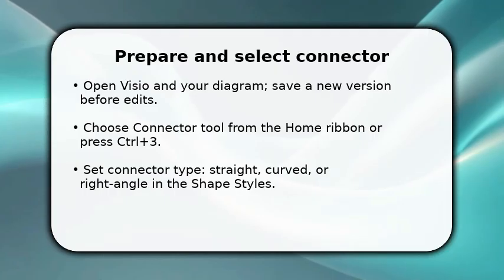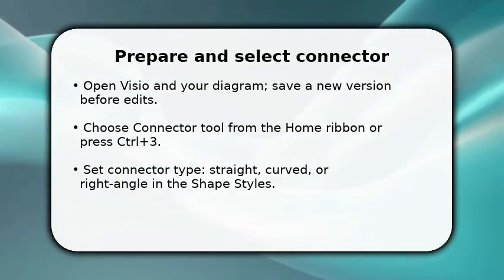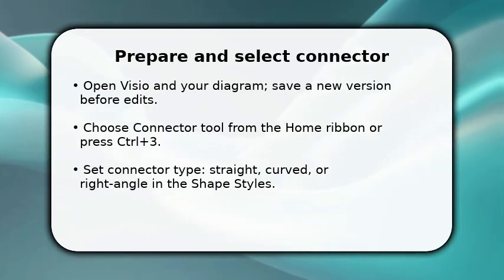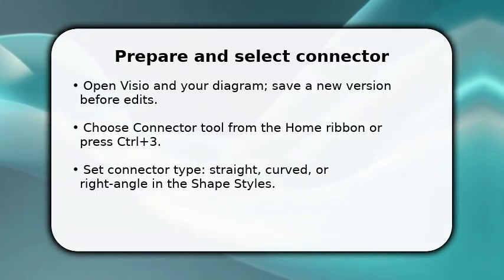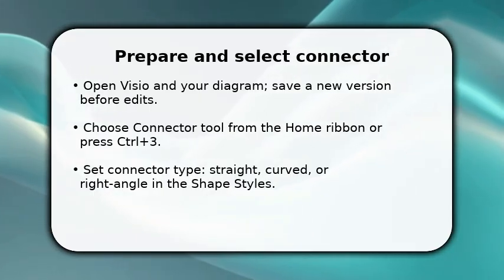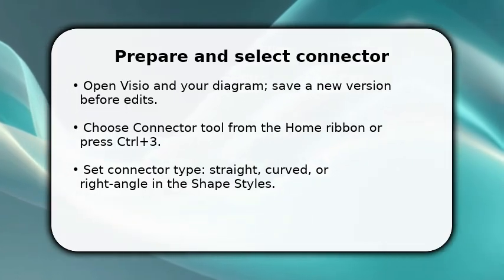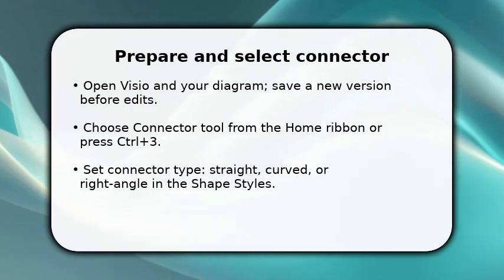You start by opening your diagram and saving a version so changes are reversible. Once done, choose the connector tool from the Home ribbon or press Ctrl+3 to activate it. You want to pick the correct connector style: straight for simple links, curved for readability, or right angle for flowcharts, because the style affects routing later.